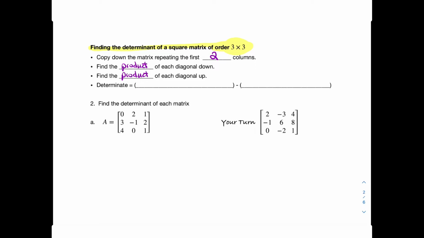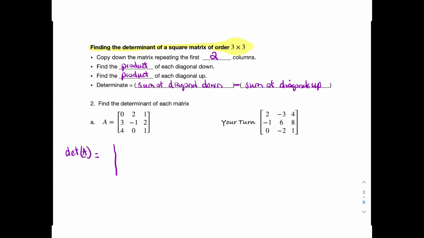Then the determinant will equal the sum of the products of the diagonals down minus the sum of the products of the diagonals up. So let's do an example. I'm going to find the determinant of this 3 by 3 matrix.